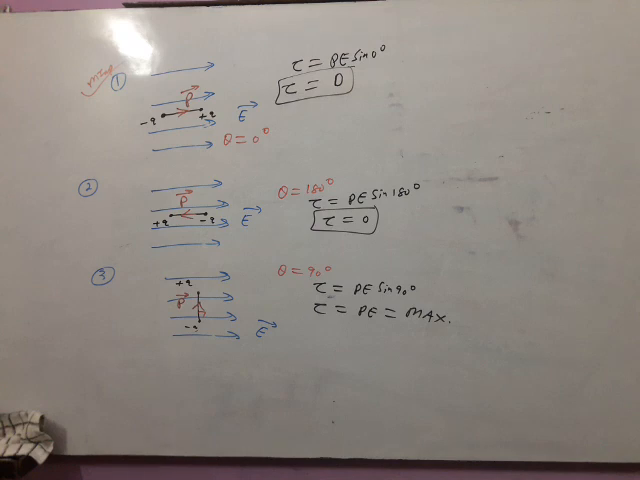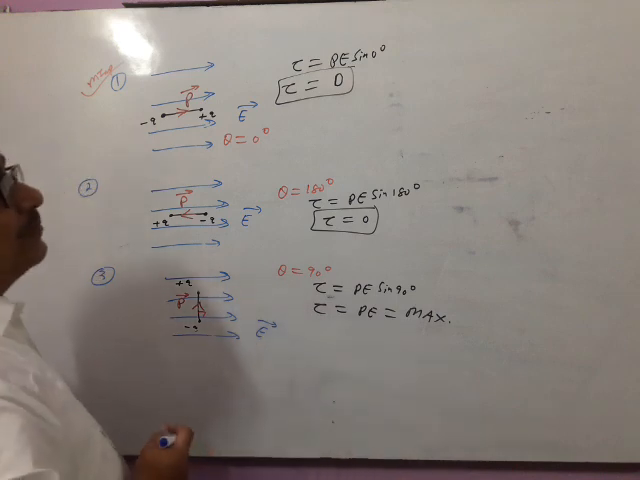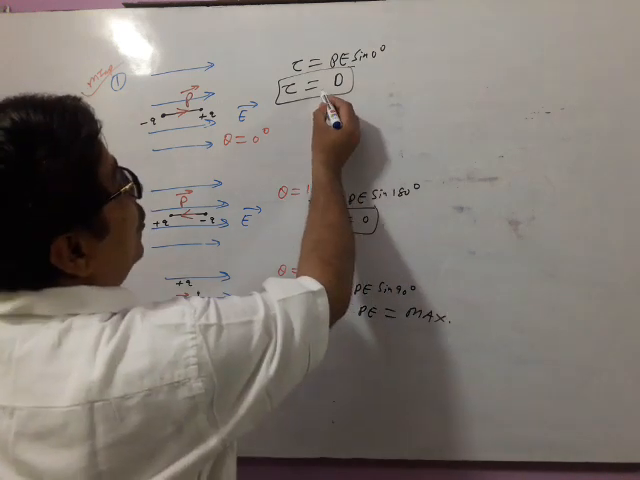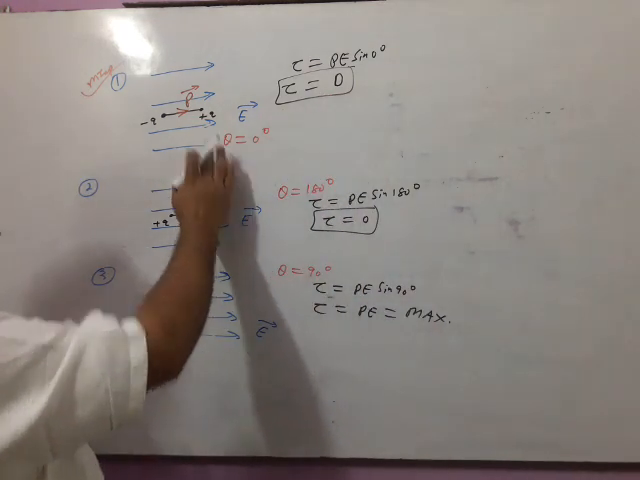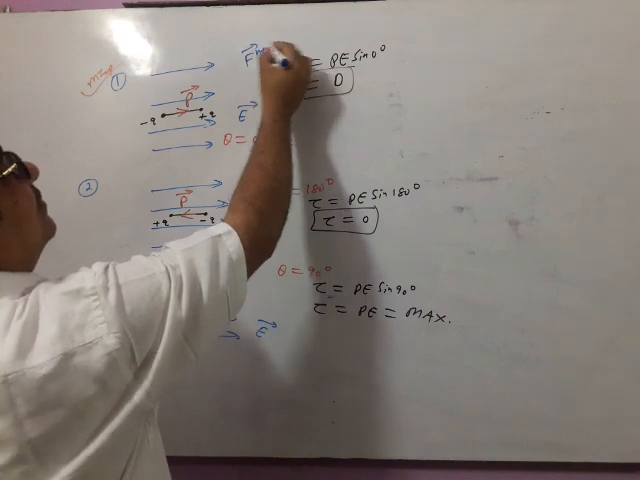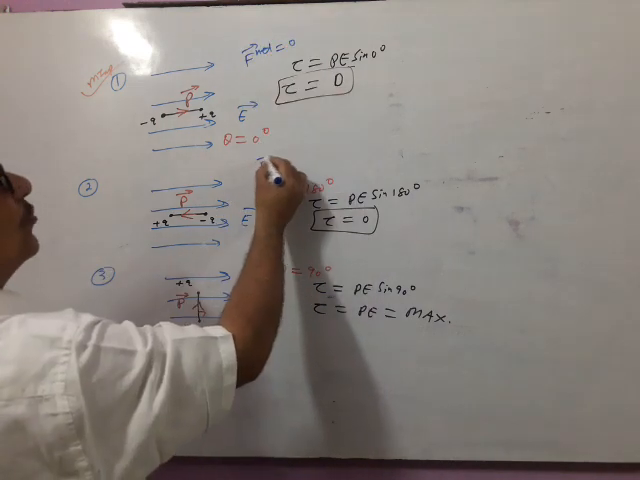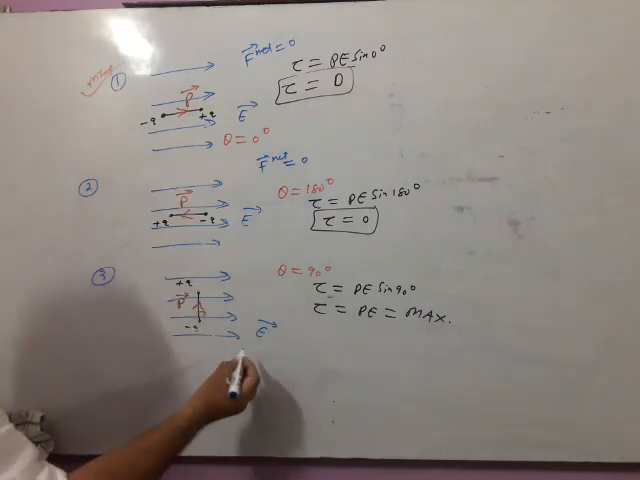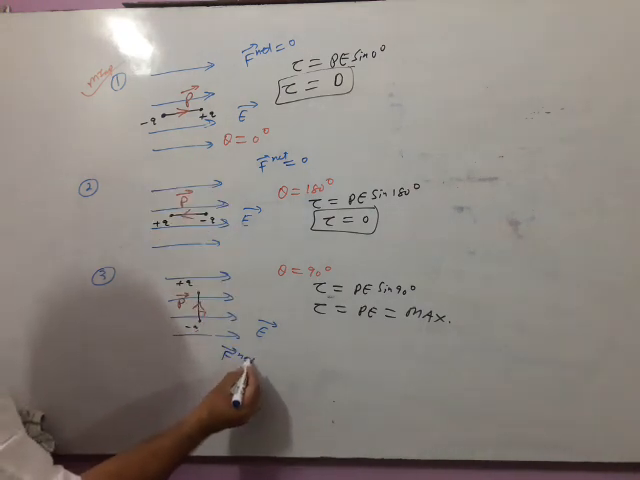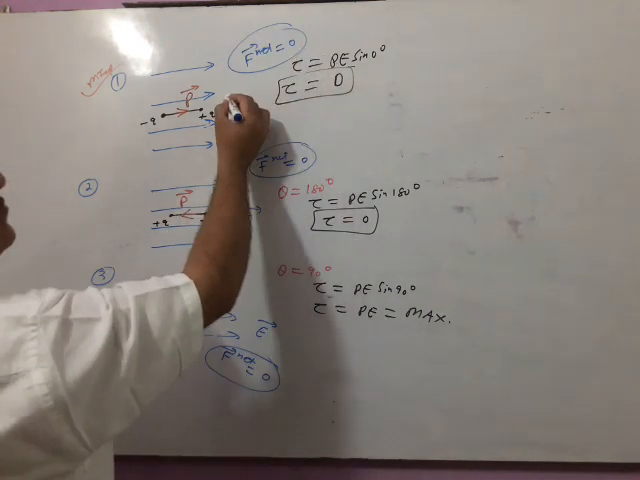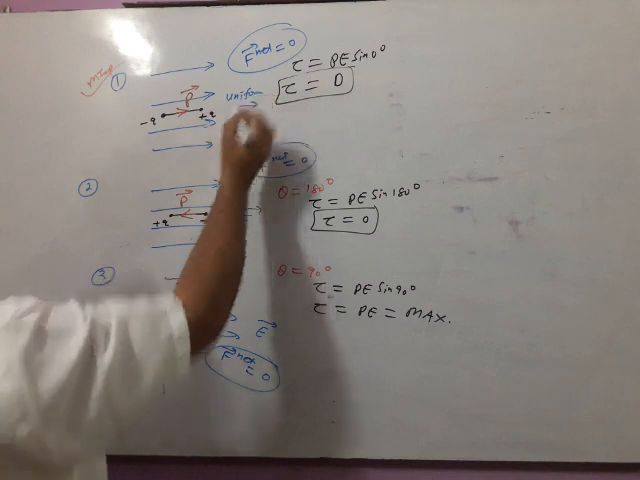Once again breathe in. Now there are so many questions based on this. See, torque is 0 in both cases, first and second, but net force on the dipole is 0. Even in all the 3 cases, net force is 0. Whichever position you place the dipole in, the net force on the dipole will be 0, in uniform field, it is uniform electric field.